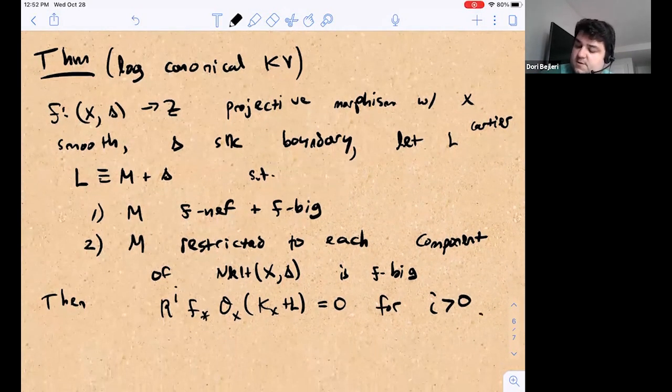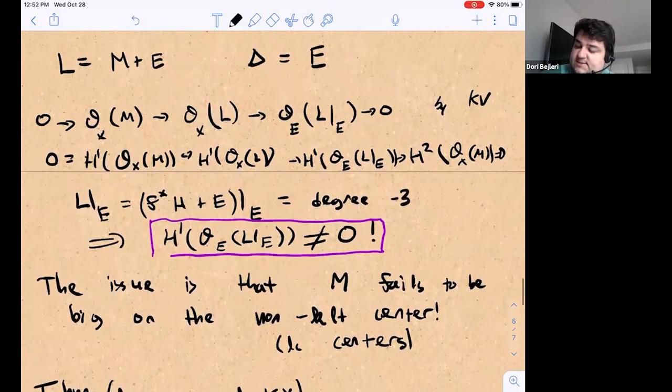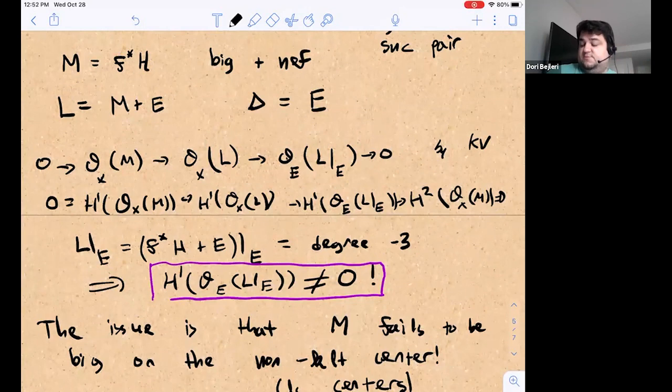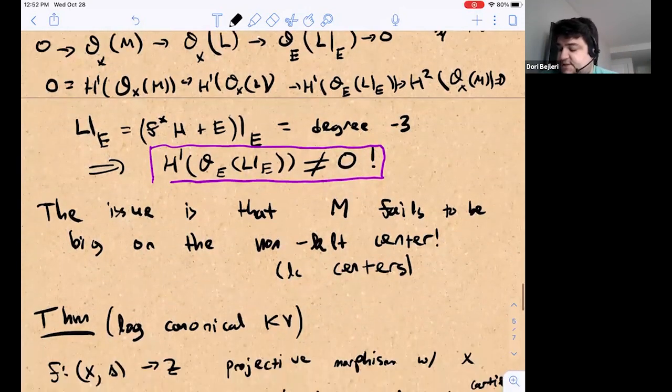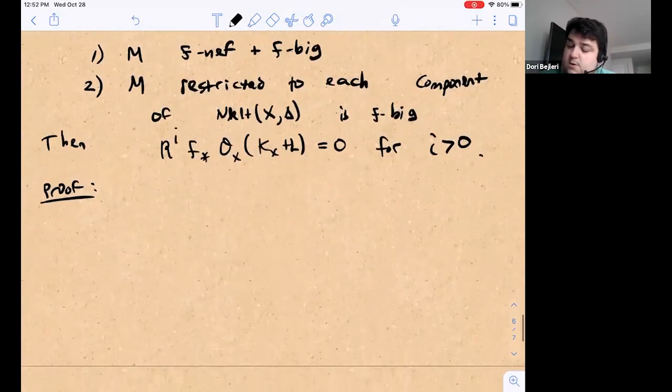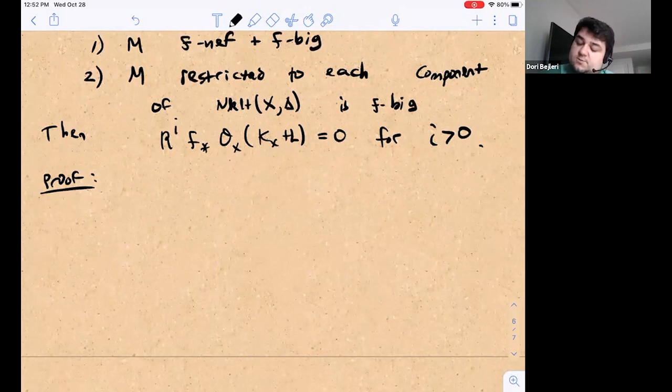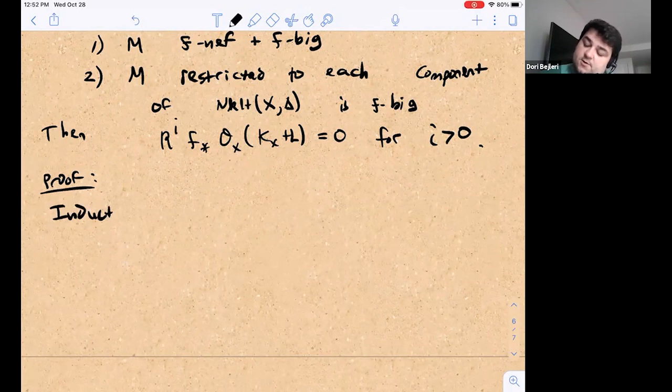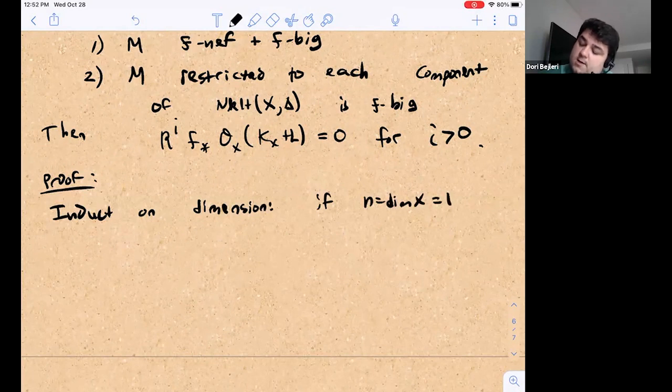Okay, and the proof is to induct and essentially use the exact same sequence that we used to produce this counterexample, and just see that under these assumptions that can't happen anymore. So first we'll induct on dimension because that sequence involves restricting to something of lower dimension. So if the dimension is 1, then the theorem's true.